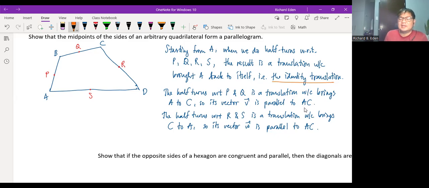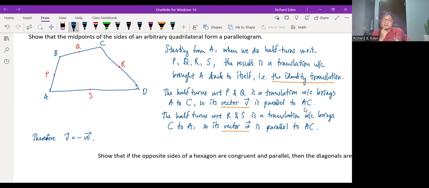Kumbaga, walang nangyari. But then, the first 2 half turns is along vector V, and the last 2 half turns are along vector W. But then, when you do these translations along these 2 vectors successively, the net effect is 0. Parang walang nangyari. So what then is our conclusion on vectors V and W? They are opposite. All right. Therefore, okay, V and W are opposite each other, so they're negatives of each other.